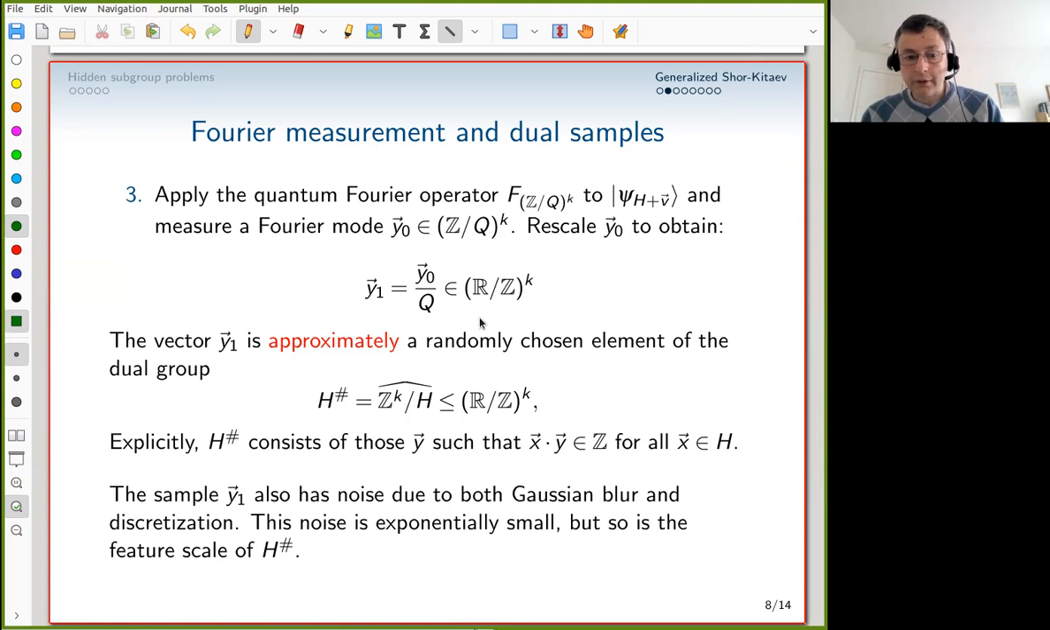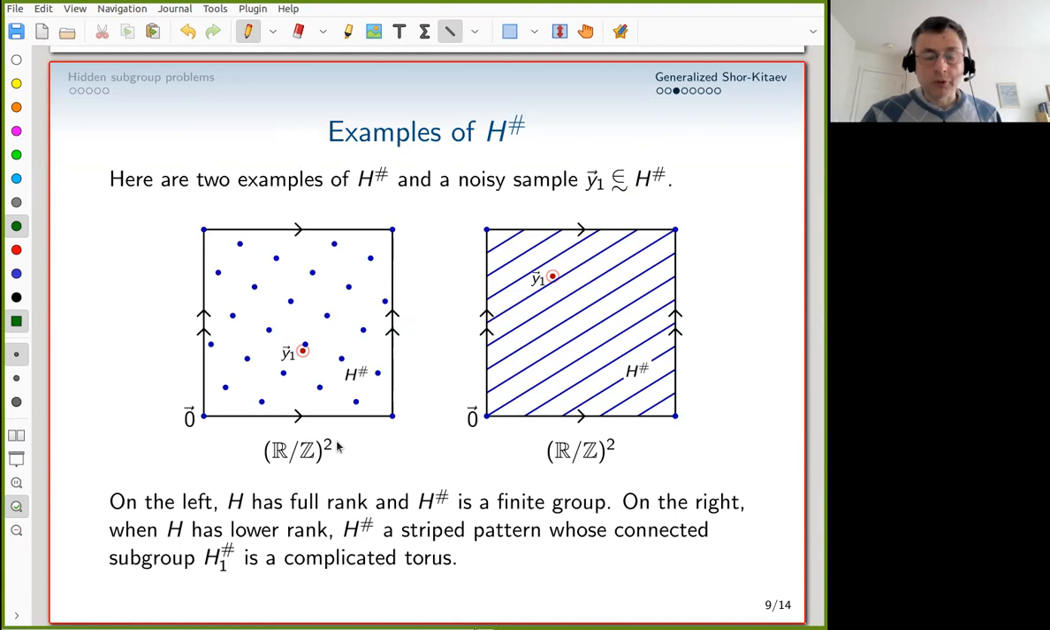So the noise is exponentially small, that's good, but the feature scale of H sharp can also be exponentially sharp. That's bad, potentially a challenge, okay? So I have a picture of what happens, except not at the exponential scale where things are actually going. So I drew moderately big subgroups H sharp, but you should just imagine that they're much, much more complicated than what's indicated, okay?